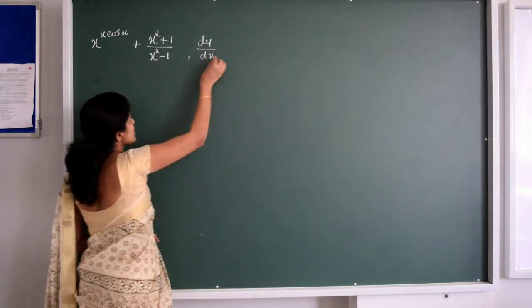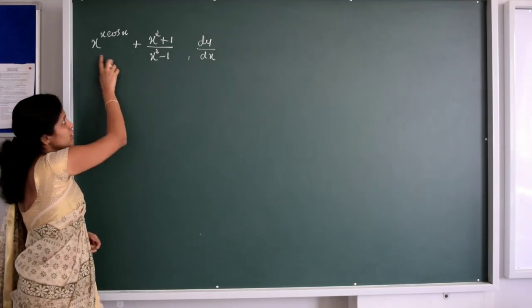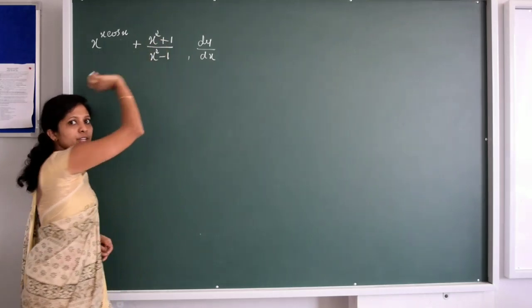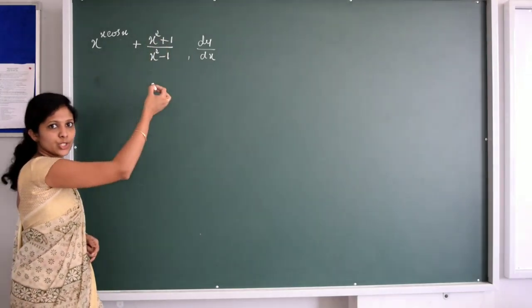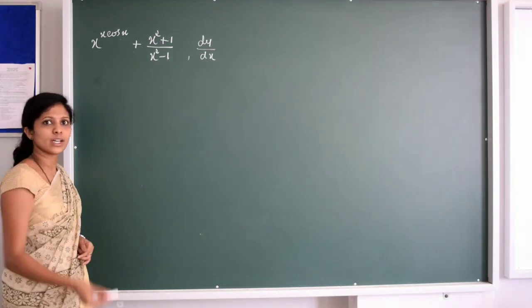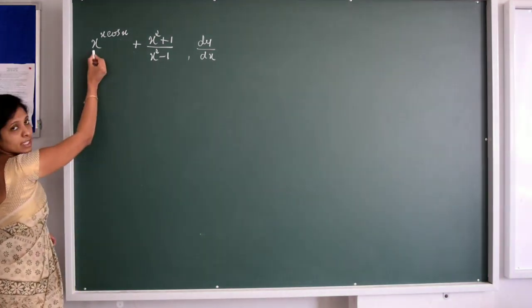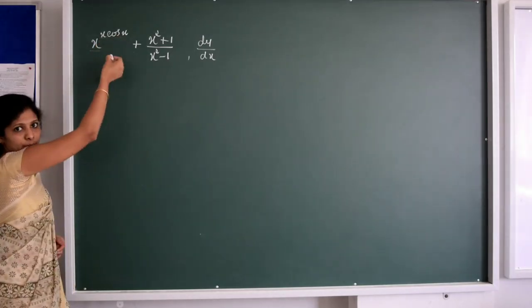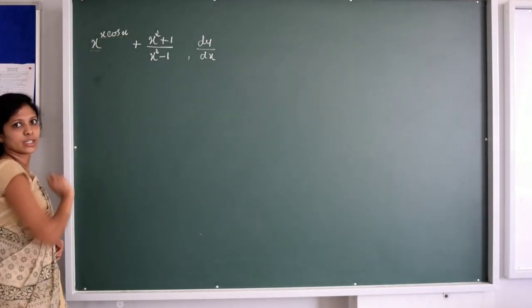Here you can observe two functions, of the form u and v. This function you can differentiate directly. You can use the quotient rule, as it is of the form f(x) divided by g(x). But here, the base of this function is a variable and the power is also a variable, so you need to use the logarithmic function.